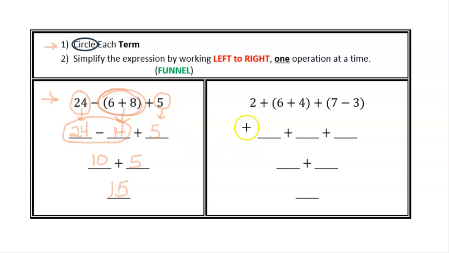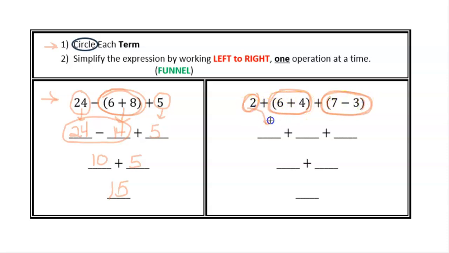Okay, this next one, I want you to again circle each term. Turn the video back on when you're done circling to make sure you have that correct. All right, so you should have identified 2 as a term. The one lump group, 6 plus 4, because of those parentheses, those 2 get lumped as one group, one term. And the 7 minus 3 is one group, which is its own term, because it's inside these parentheses as well. So this is 3 terms.